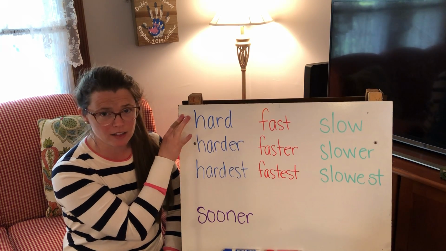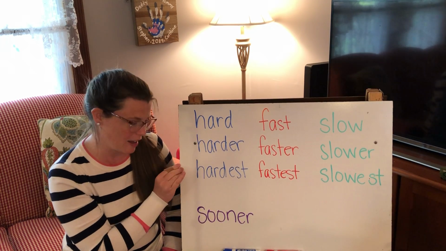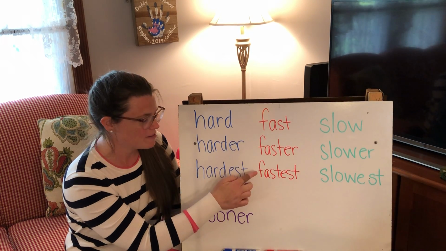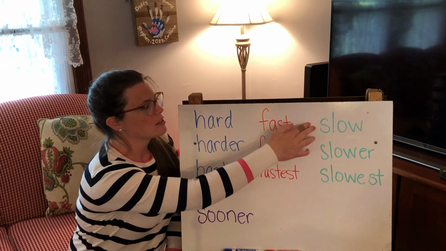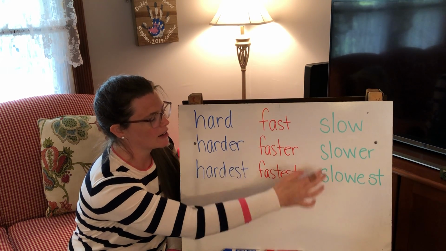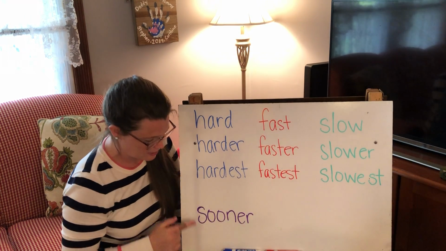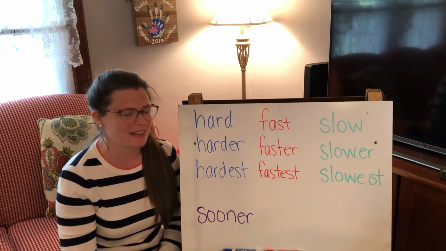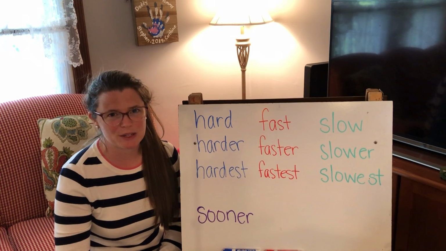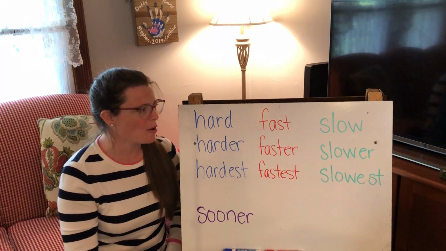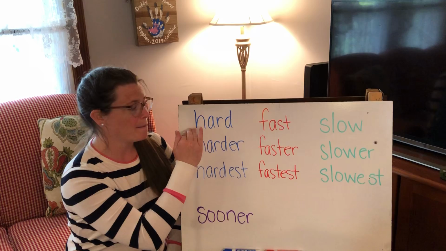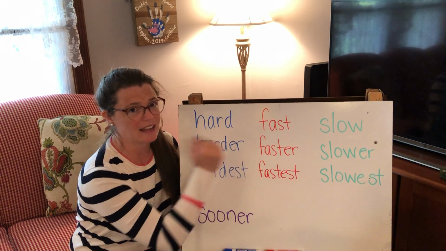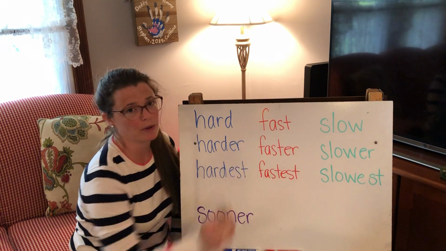So we have hard, harder, hardest, fast, faster, fastest, slow, slower, slowest, and then sooner. It's just an extra one that they threw in there so that they could have 10 words like we do every week. So basically we have our base word, right? The word hard, the word fast, and the word slow.